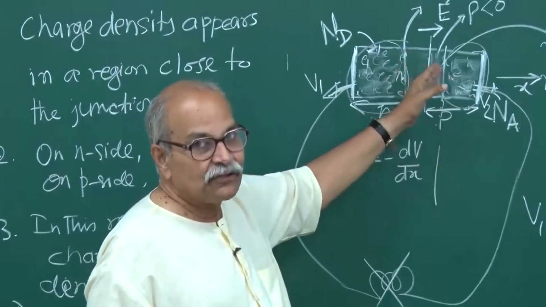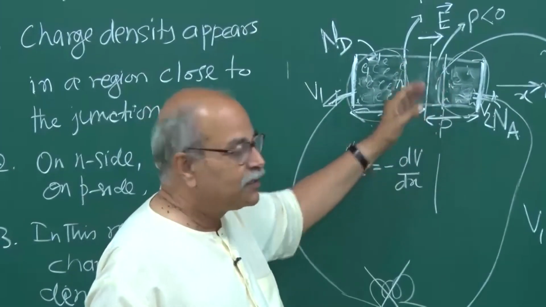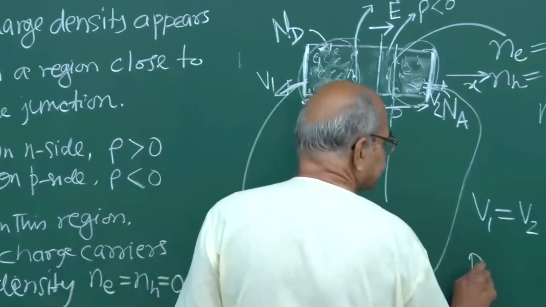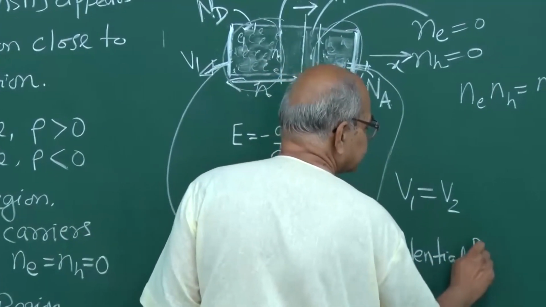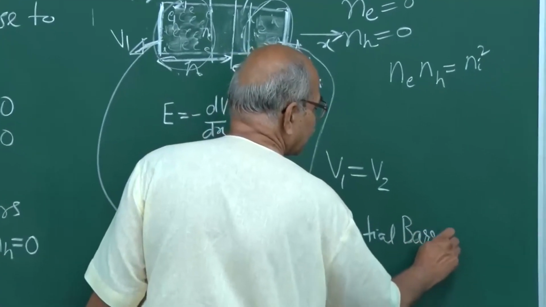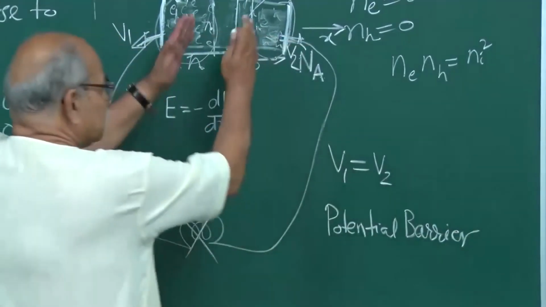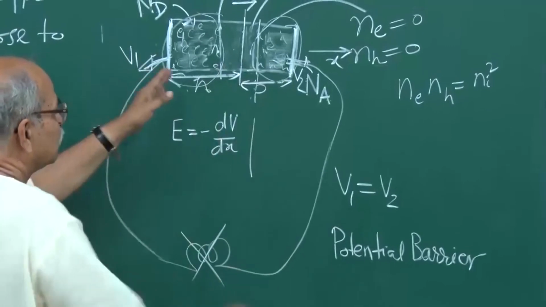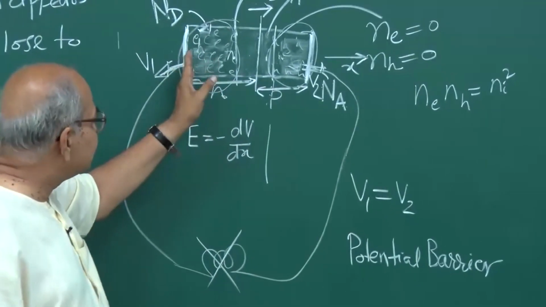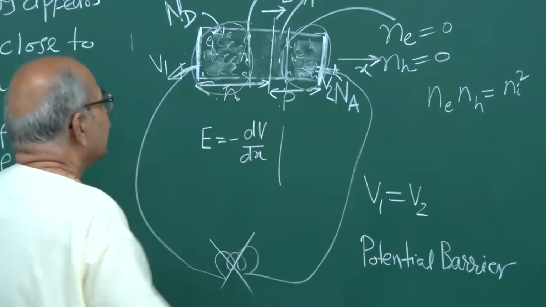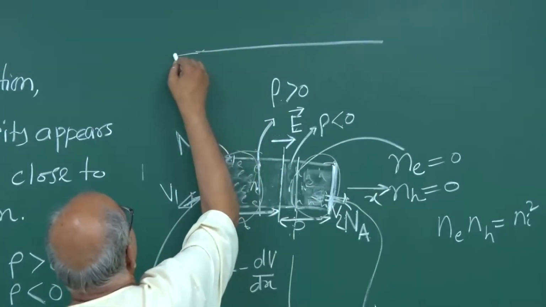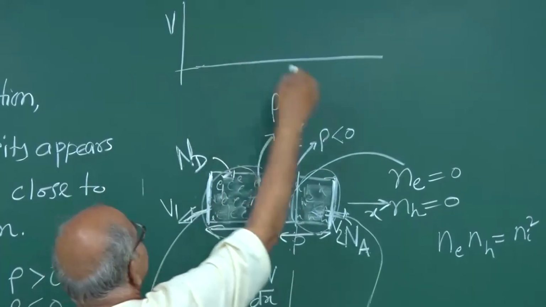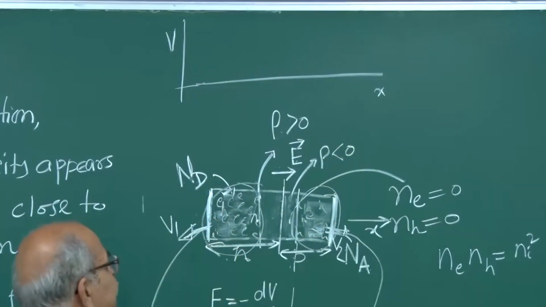So in our next lecture, we will derive a relation for this potential difference that is created, which is also known as the potential barrier. Why potential barrier? If you remove the metallic contact, we are still in the semiconductor, and if I plot the potential as a function of x, how will it look?